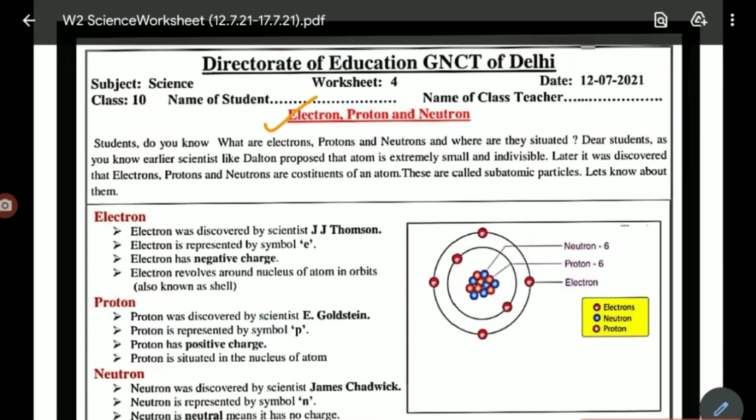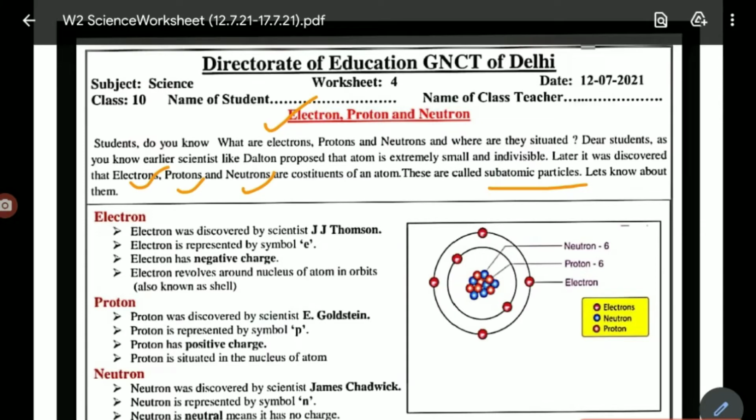You have seen that Dalton proposed that atom is extremely small and cannot be further broken into smaller pieces. But later the scientists discovered that even the atom, which was supposed to be the smallest particle, could further be broken down into its constituents. They were termed as electrons, protons, and neutrons. These further constituents were termed as subatomic particles.